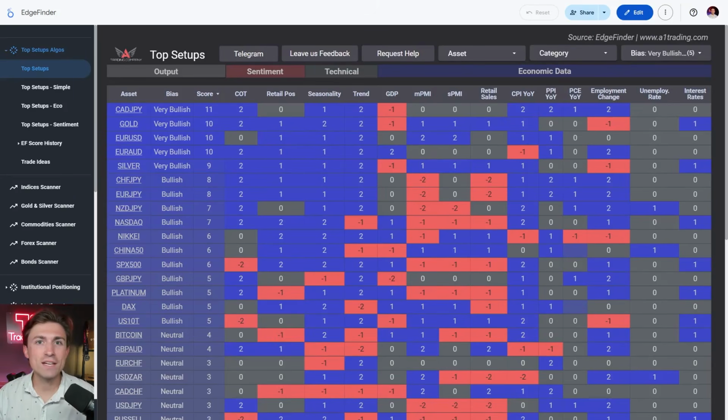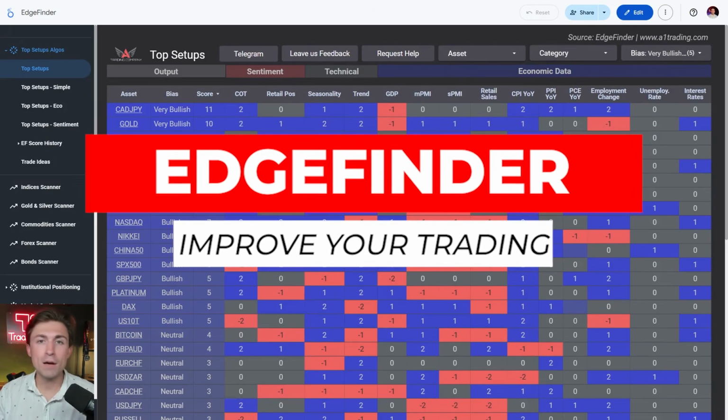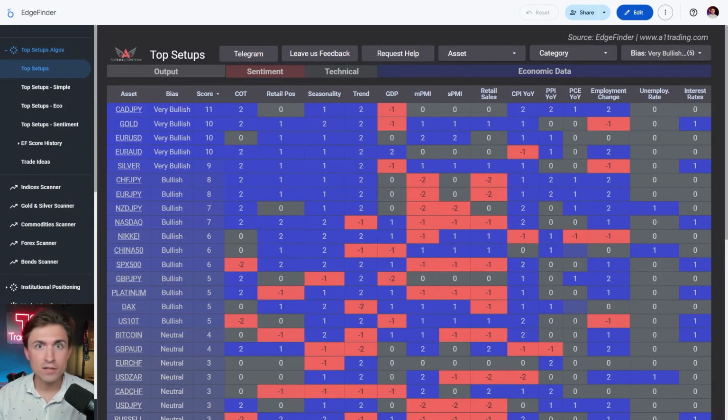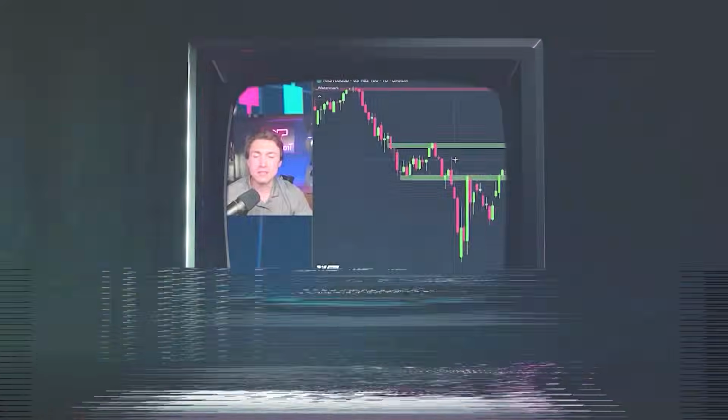In this video, we'll be discussing how to best use the EdgeFinder to improve your trading results by adding more trading insights and powerful market data tools to better screen for opportunities in the markets. Let's jump in.